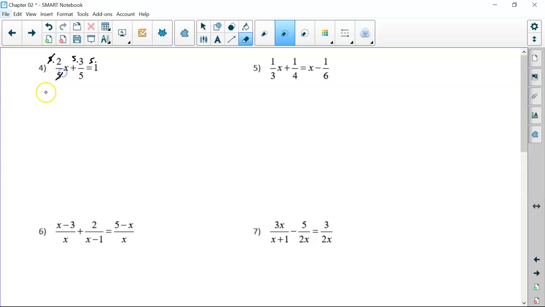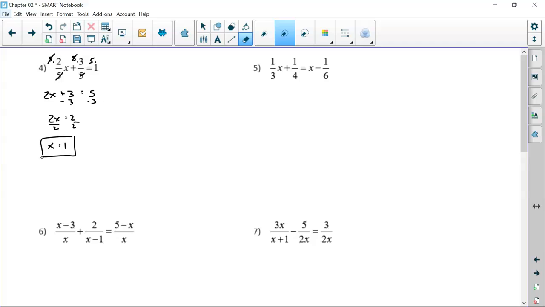Now the 5's cancel, we're left with 2x. These 5's cancel, we're left with plus 3 equals 5. No more fractions. Subtract 3 from both sides. 2x equals 2. Divide both sides by 2. X equals 1. And you could go and check that as well.